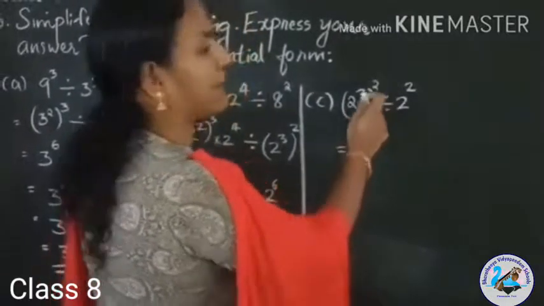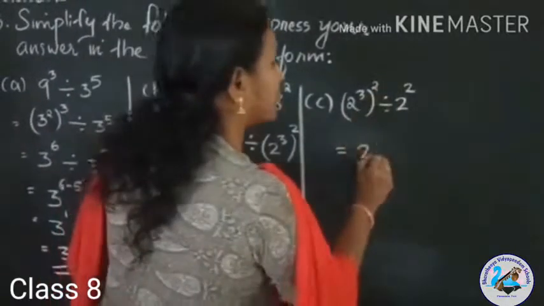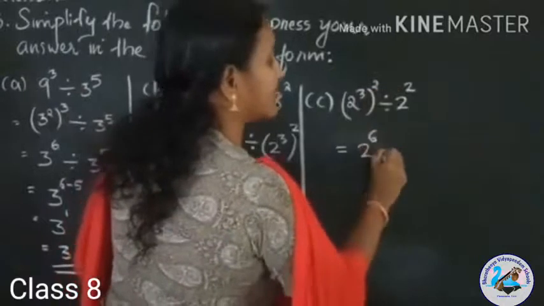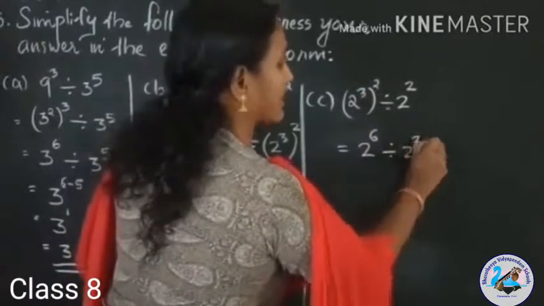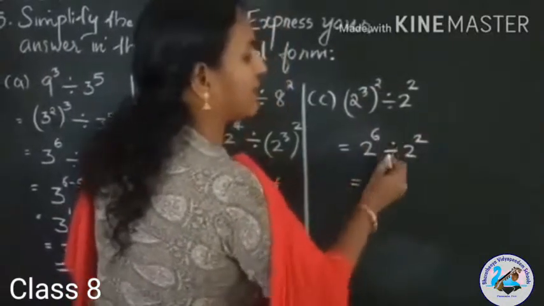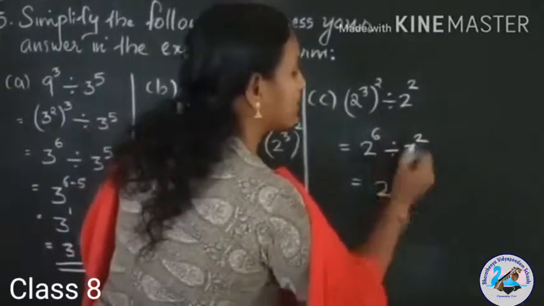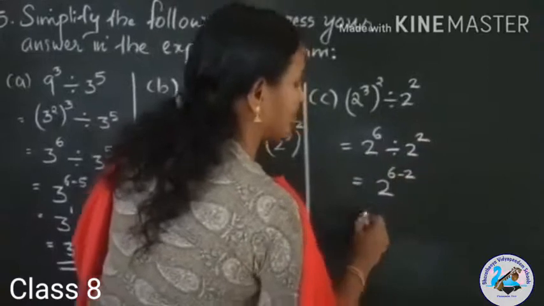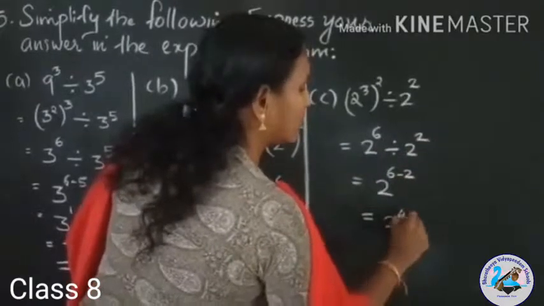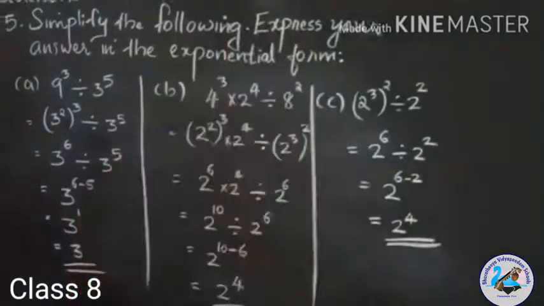The next question, (2 cube) the whole square divided by 2 square. (a power m) the whole power n is a power m into n. So 2 raised to 3 into 2 is 6, divided by 2 square. Again use the formula a power m divided by a power n is a power m minus n. So 2 raised to 6 minus 2 is equal to 2 raised to 4.